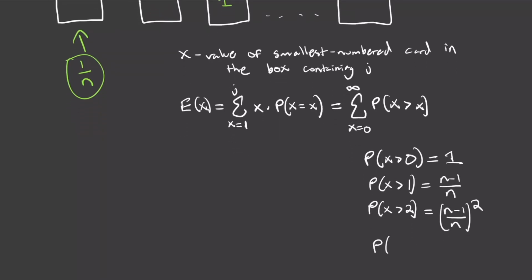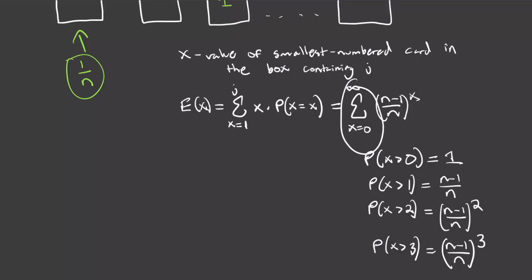The probability that x is greater than 3 is going to be the probability that 1, 2, and 3 are not within that box, which happens with probability (n minus 1)/n for all 3 of them, right? And they're independent, so we're just going to cube it. So now we understand the pattern of this distribution right here. It's just going to be (n minus 1)/n to the power of our little x that we're summing up over. However, this pattern doesn't work for all 0 to infinity of our terms, right?